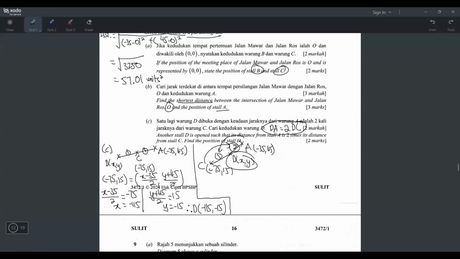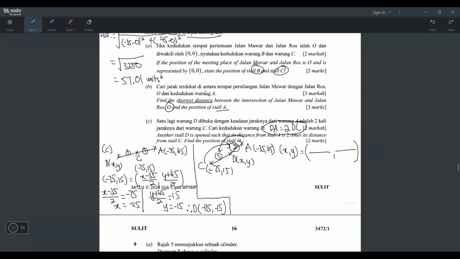Then what about point D? Point D is the answer lah. So point D xy is the answer, equals to what? Equals to, and then you put this and then you letak this one lah, bracket, line, bracket.